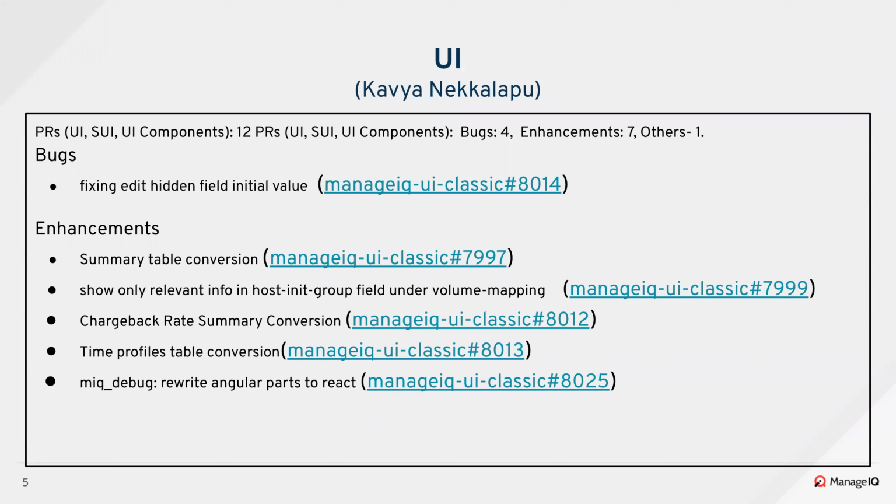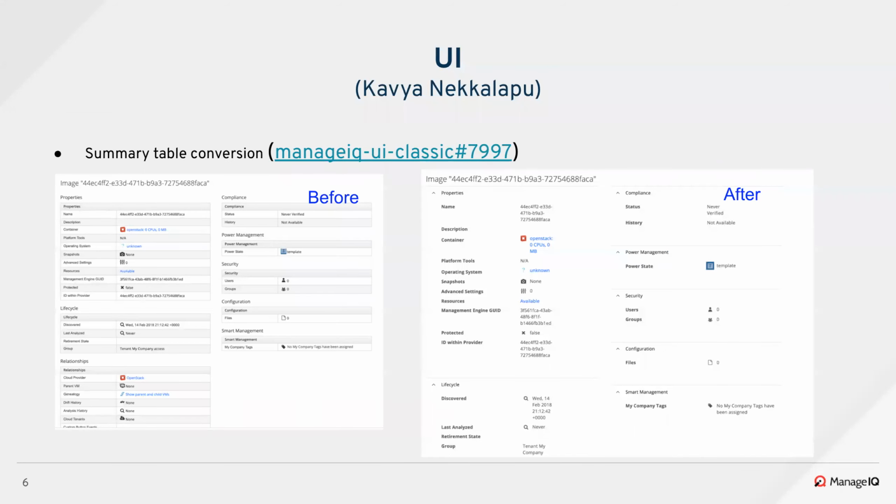Yep, thanks, Oleg. This sprint a total of 12 PRs got merged into UI repos, 4 bugs, 7 enhancements, and so on. Next one. All summary pages have been converted into Carbon. In addition to that, we added an accordion as well for expanding and collapsing the groups in the summary page. Next one.